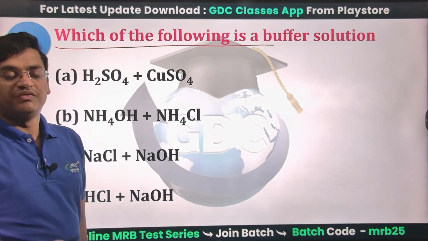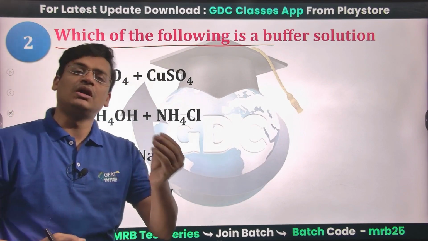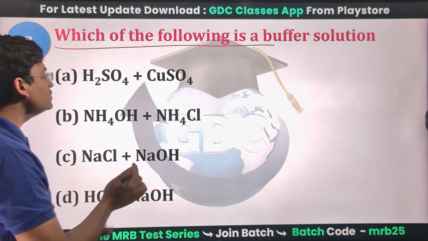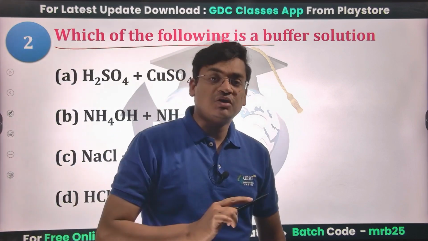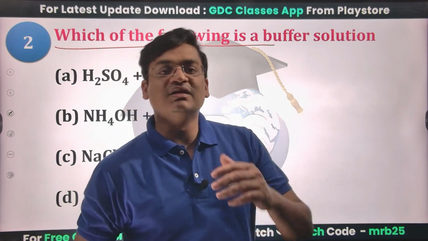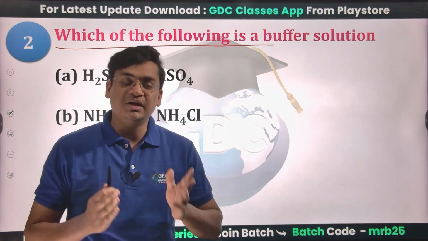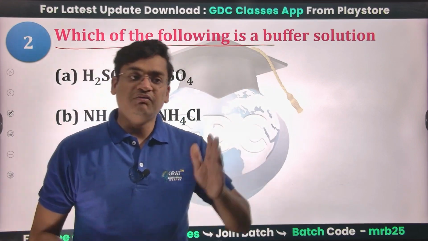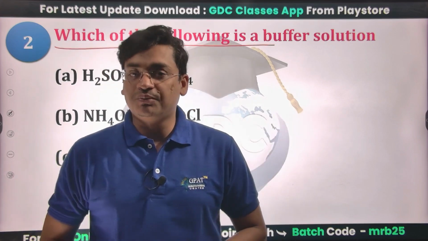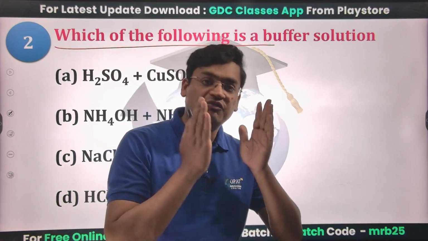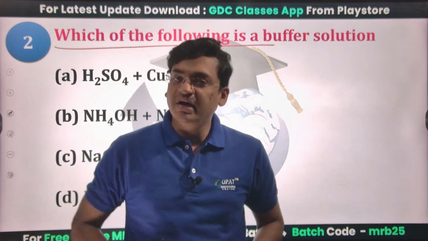Okay, so next question we are having, which of the following is a buffer solution? So buffers are the solutions that resist change in pH by addition of a small amount of acids or bases. There are two types of buffer. One is acidic buffer and the other one is basic buffer. Acidic buffers are prepared by having a weak acid and its conjugate salt, and basic buffers are prepared by mixing a weak base with a strong acid, with its conjugate base.